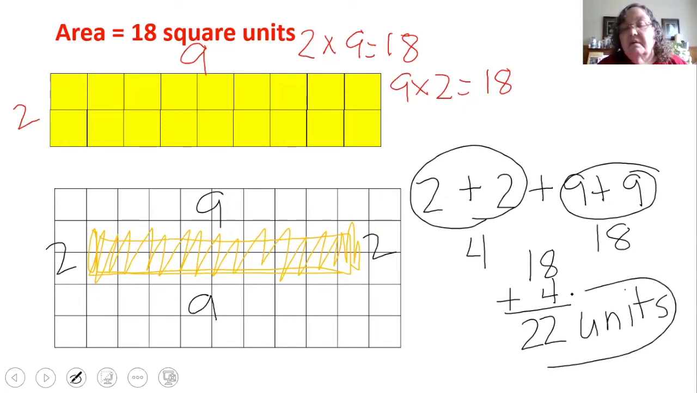Okay. So look at that. The area is still 18 square units, but now the perimeter is 22 units. Wonderful. Let's look at another one that you might have made.